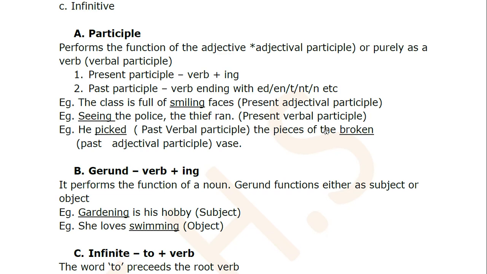And if you see the pieces of the broken, here again past tense. So past participle, but after this there is a noun over here, so it's describing this. What type of a vase is it? It's a broken vase. So it's telling you more about this noun. So it's doing the work of an adjective. So it is a past adjectival participle.